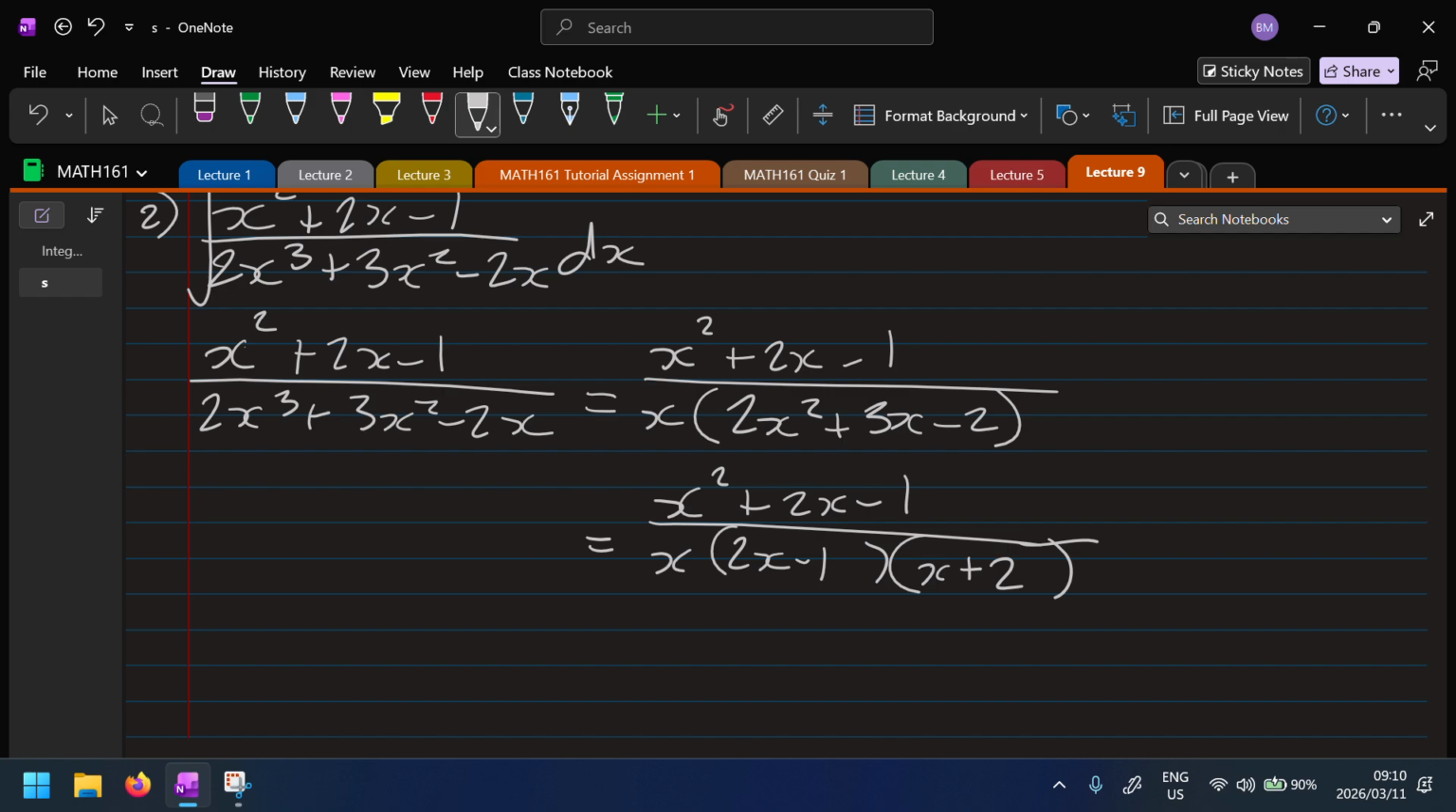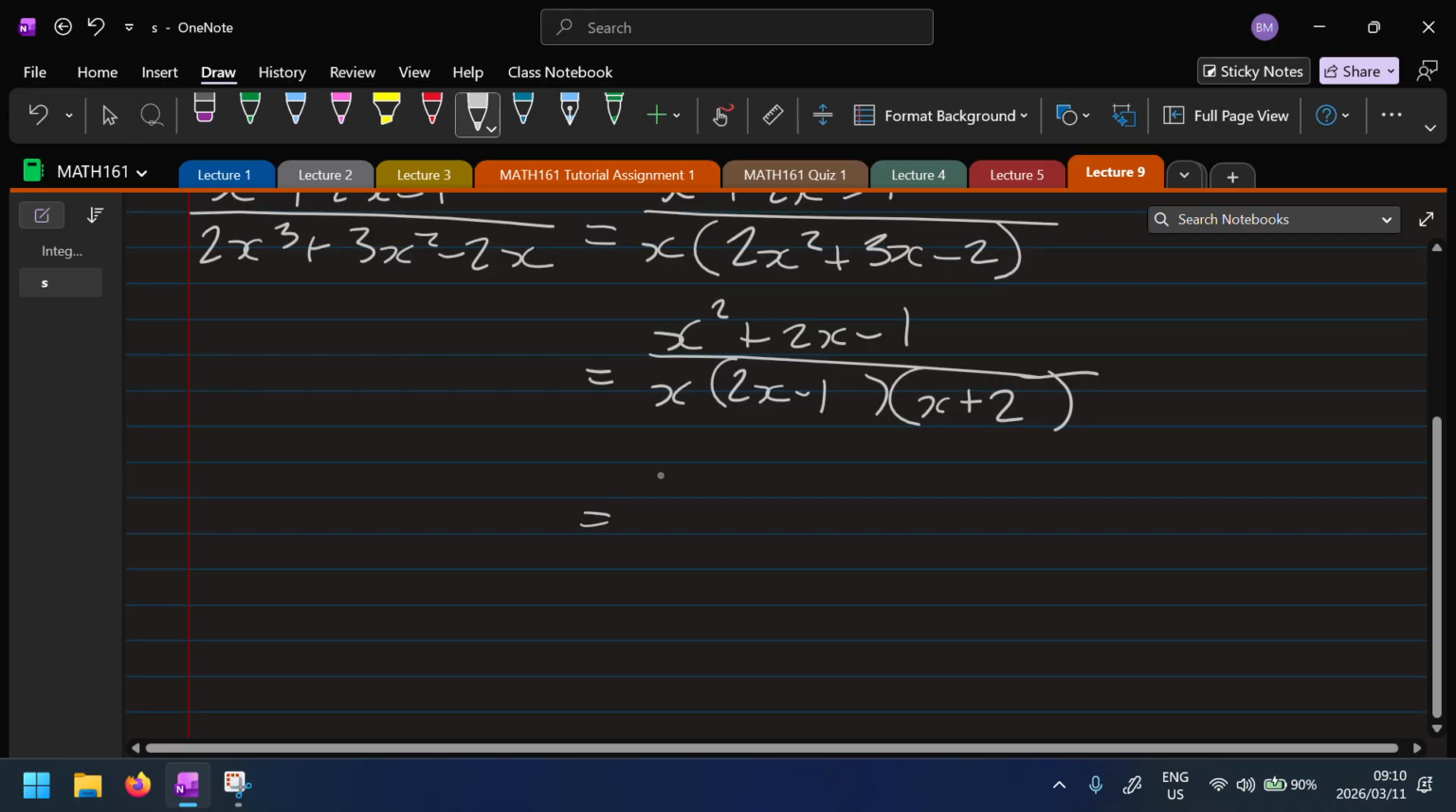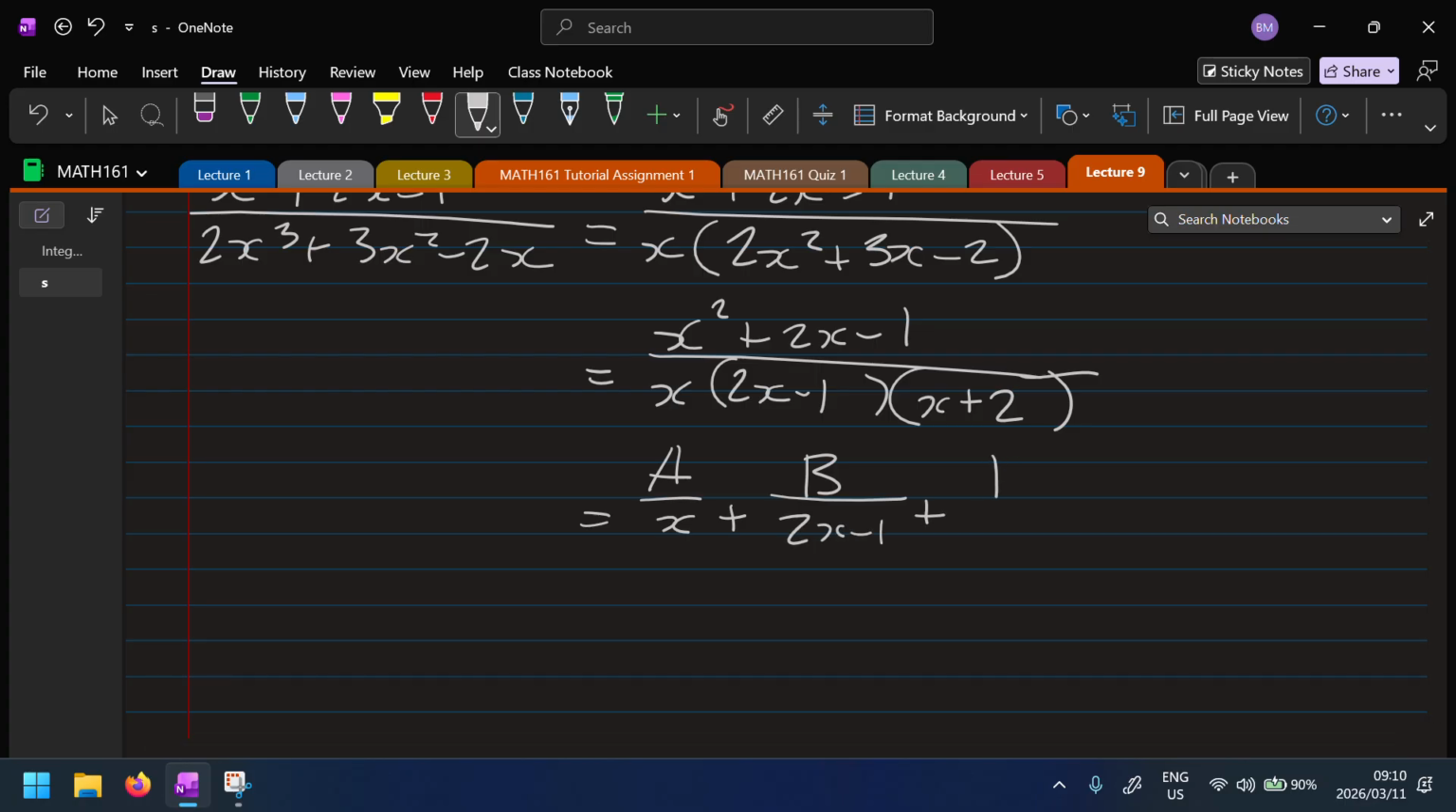Okay, so here we have 3 linear terms in the bottom. So it's case 1. So we're going to have something over x, something over 2x minus 1, and something over x plus 2. Does everyone see that? I hope so. So this is going to be something over the first one, something over the second one, and something over the third one.